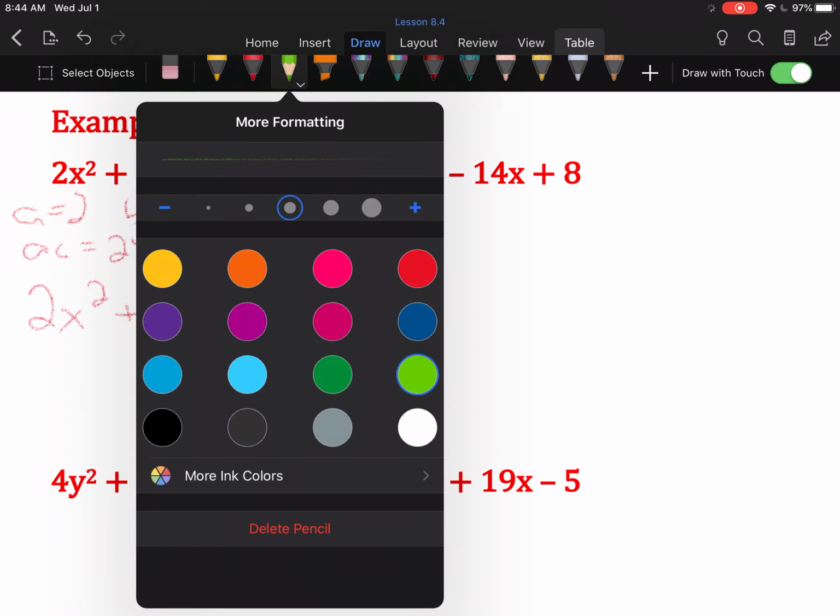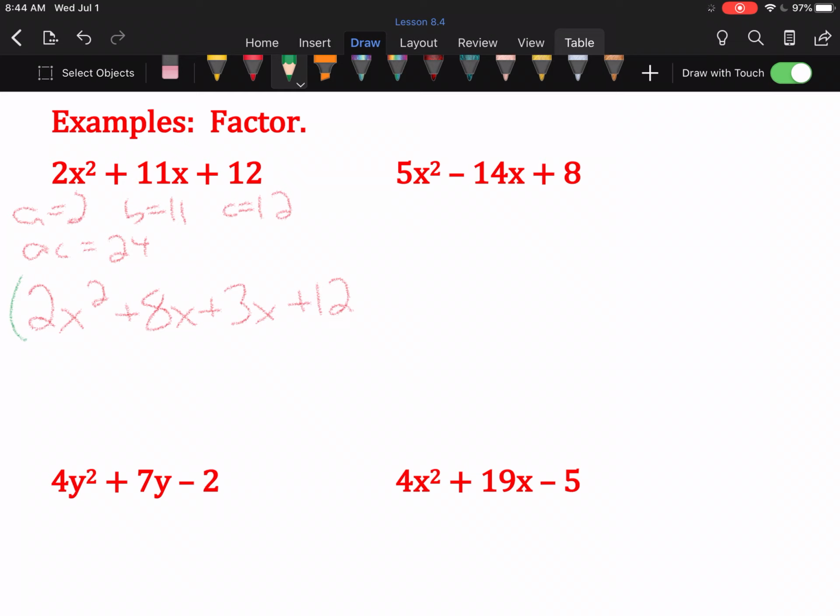We are then going to group the first two terms and the last two terms and factor by grouping. In the first two, the common term is 2x, and that leaves x plus 4 behind. In the second set, 3 is common, and that would leave x plus 4 behind. So what are we looking at? x plus 4 times the quantity 2x plus 3.